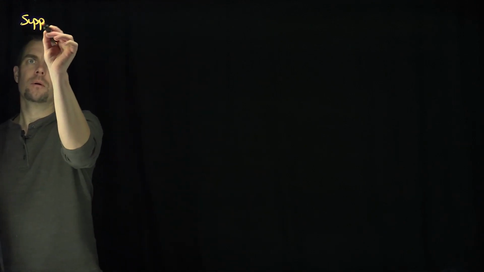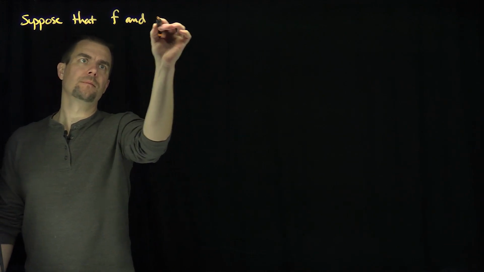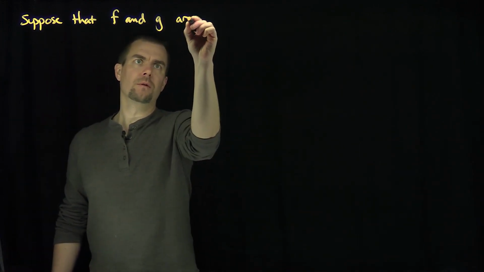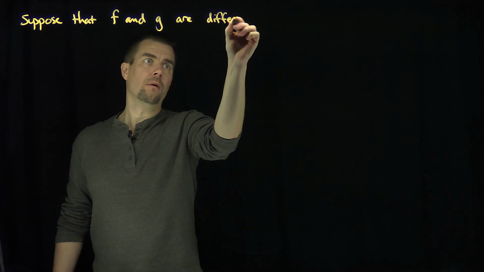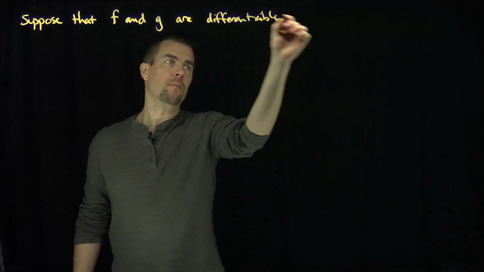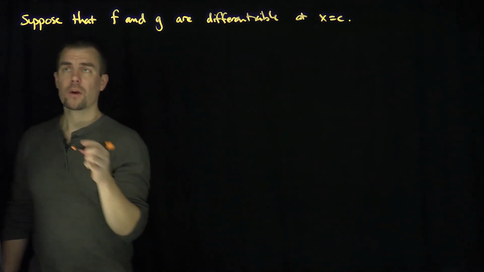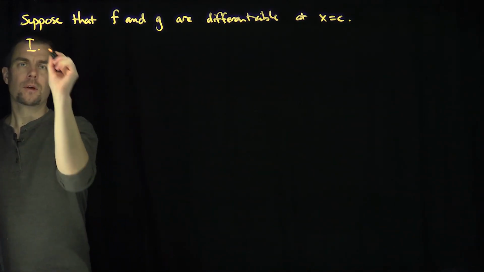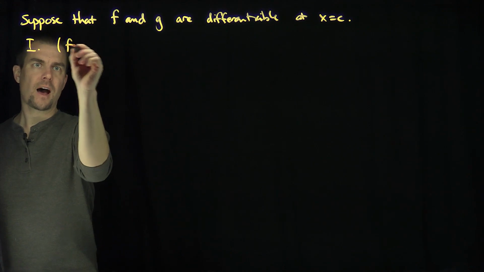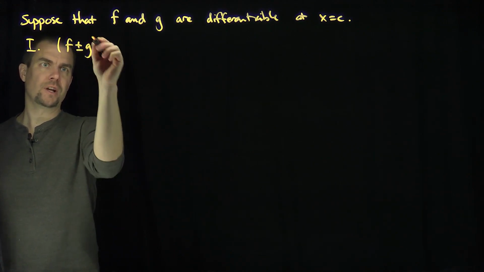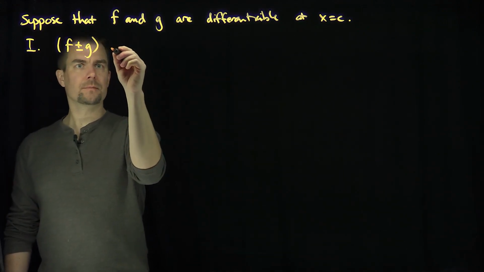Hello students, in this video we'll discuss algebraic rules for differentiable functions. Let's suppose that f and g are differentiable at x equals c. Our first rule is that f plus or minus g is differentiable at c.